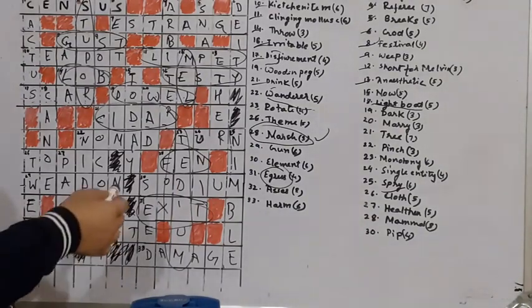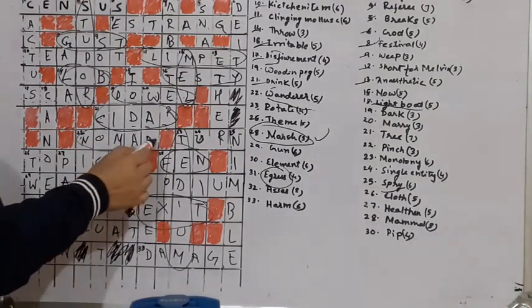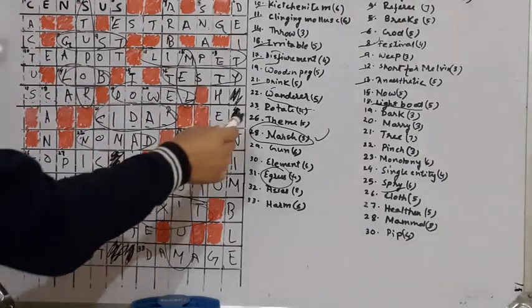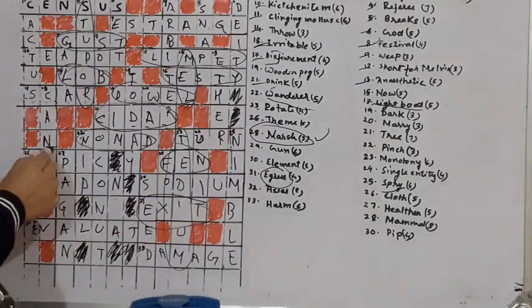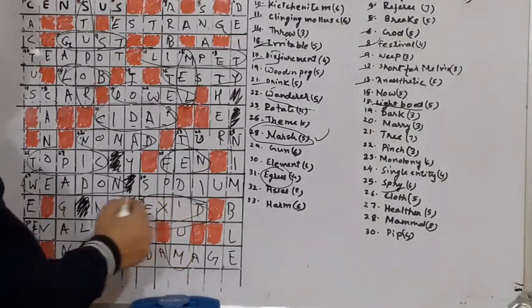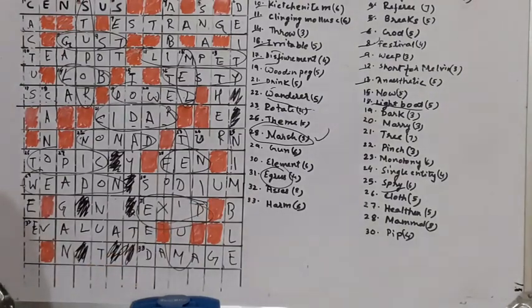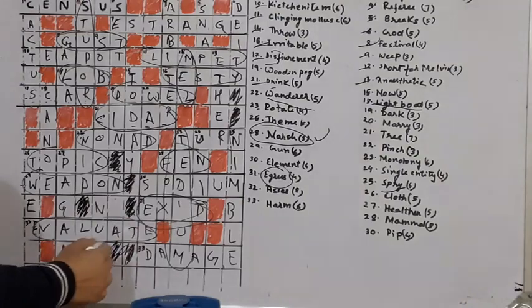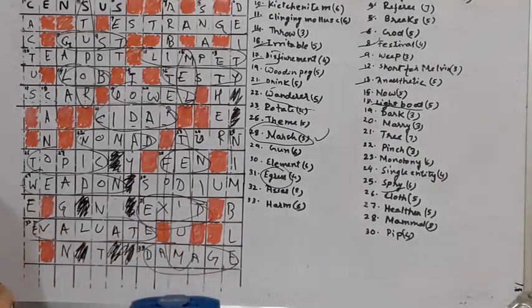Then next is 22, a wanderer, and that is nomad, okay? And then next, theme is a topic, okay? Then here theme is a topic. You can see here topic. Then next is gun we have written, it is a weapon, okay? Then next is egress. I have given you a new word, egress is exit. Then assess is evaluate, fine. And harm is a damage, fine.